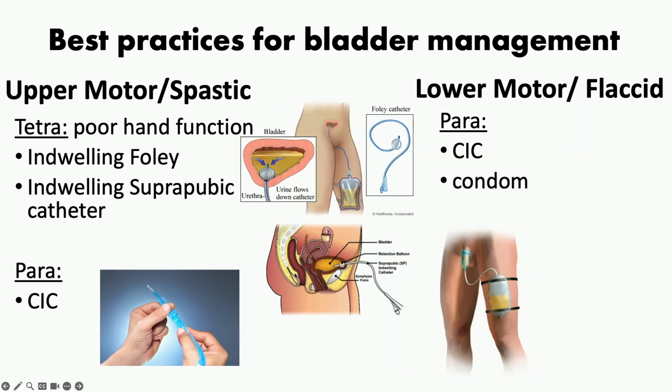For an upper motor neuron bladder, for tetras who don't have hand function, we would recommend an indwelling catheter, either through a Foley catheter or a suprapubic catheter. For paraplegics with good hand control, we would recommend clean intermittent catheterization. For those with the cauda equina or lower motor flaccid bladder, we would recommend clean intermittent catheterization with the use of a condom drainage catheter.